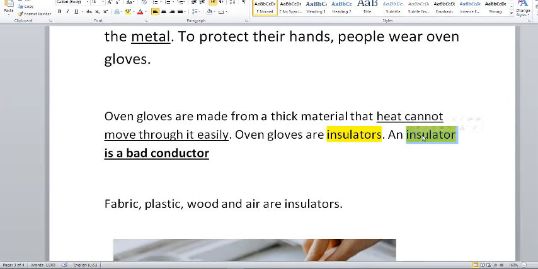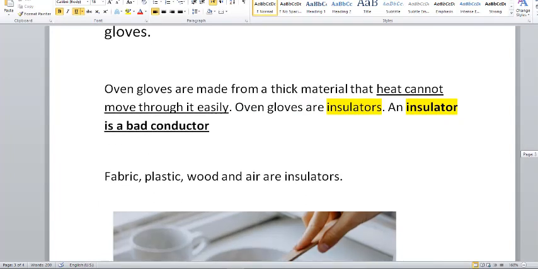What is an insulator? An insulator is a bad conductor. It's not a conductor. It's a bad conductor, right? It's not a good conductor. You only feel a little bit of heat with oven gloves because it's not a conductor. It's an insulator.